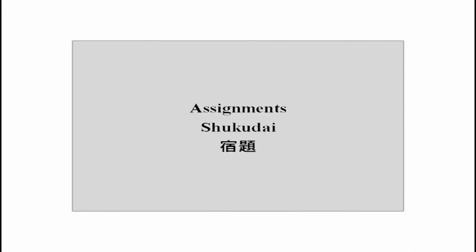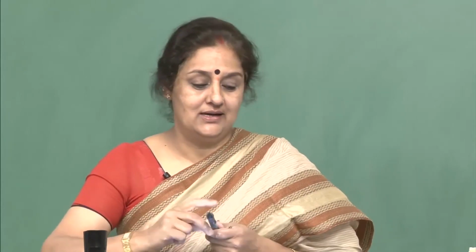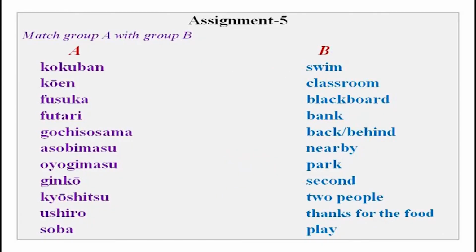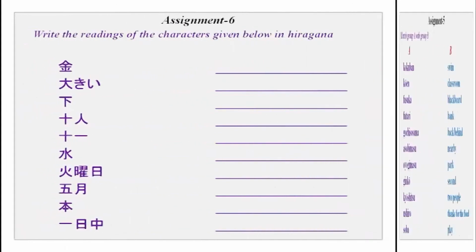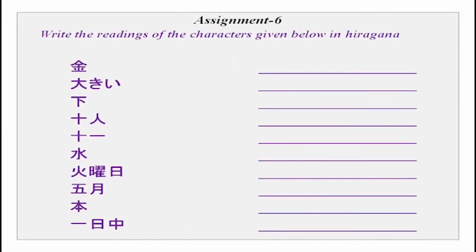Well, now my work is over and your work begins over here. You have to do your assignments at home. You have to practice all this that we have done here in class. Match group A with group B, which we generally do, so that you remember your vocabulary. And then of course, this is the most important part, where you have to remember your kanji characters, which you need to write in hiragana over here.